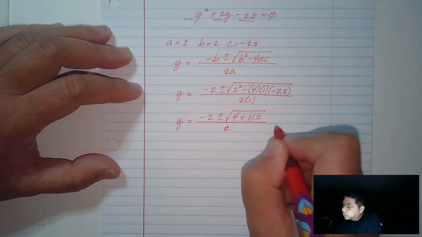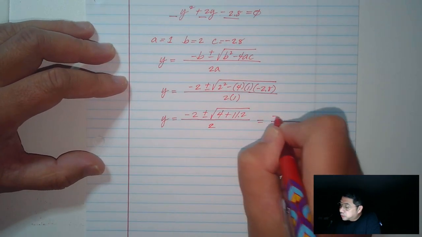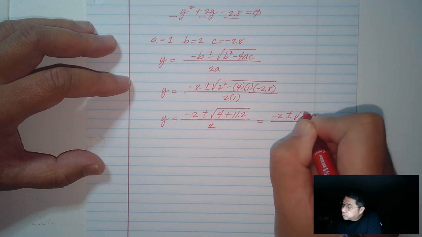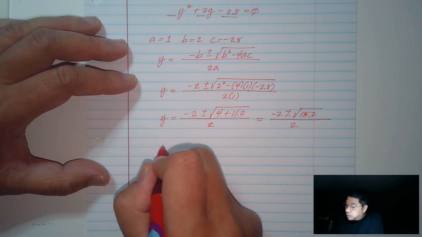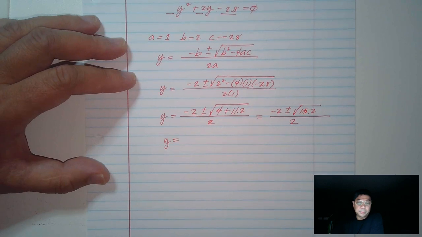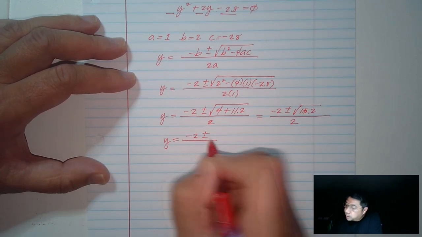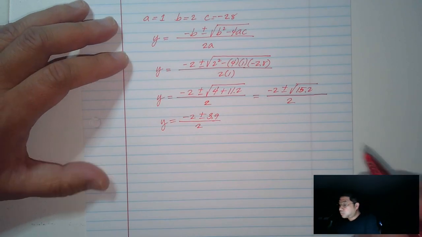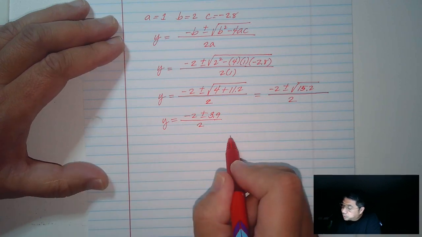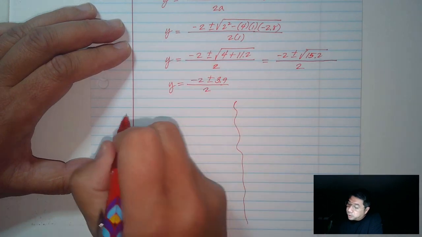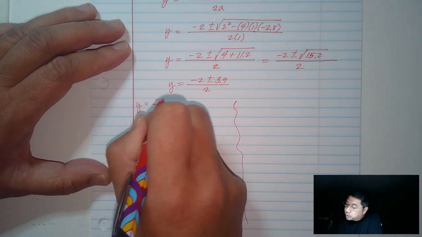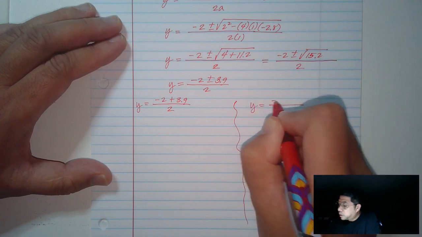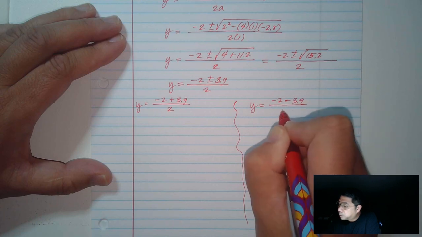Let's just simplify this further here. So that's negative 2 plus or minus 4 plus 11.2. So that is 15.2 over 2. Simplifying it further, taking the square root of 15.2, that is negative 2 plus or minus, the square root of 15.2 is 3.9, divided by 2. So at this stage, there are two possible answers. First possible answer, let's divide this into 2. That is y. What if y is negative 2 plus 3.9 over 2? Or y is equivalent to negative 2 minus 3.9 over 2.